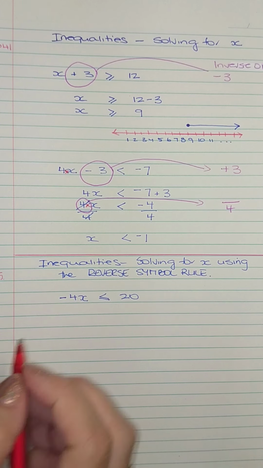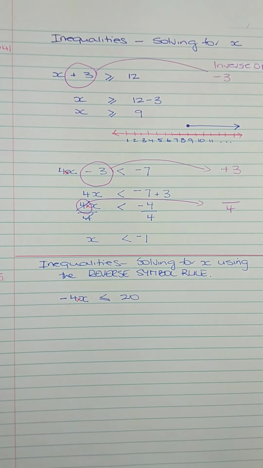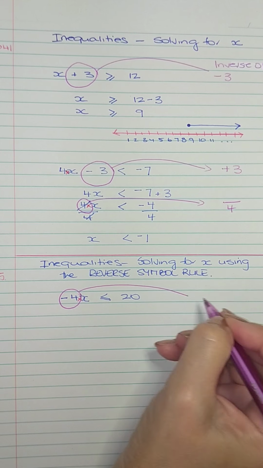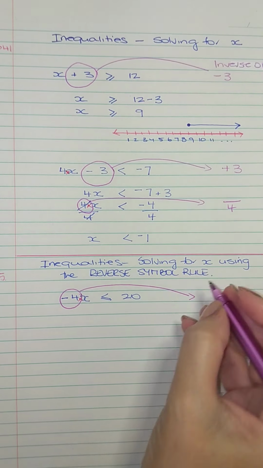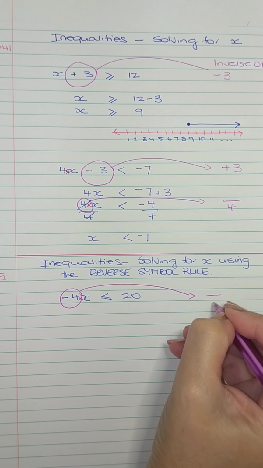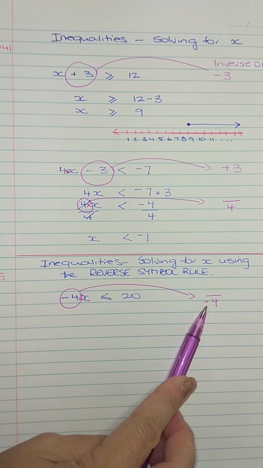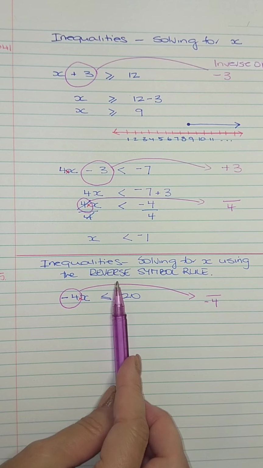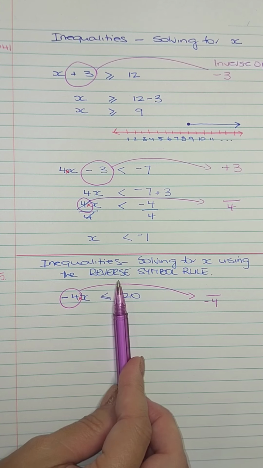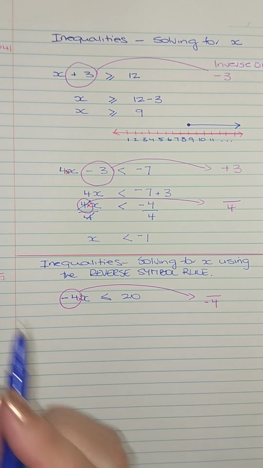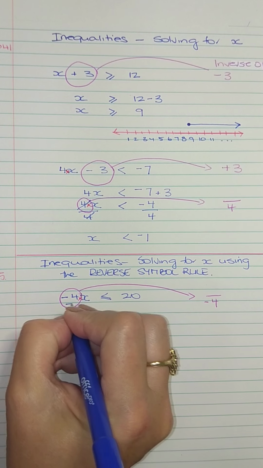The first thing I want you to recognize is that there's a multiply in here. So it's negative 4 times x. That means we're going to be dividing by the inverse operation of times negative 4, which is divided by negative 4. Now this is the important piece of information. When you're multiplying or dividing by a negative number, you have to incorporate the reverse the symbol rule. So straight away we're going to be reversing that less than or equal to a greater than or equal to. Let's put in our divisions first.